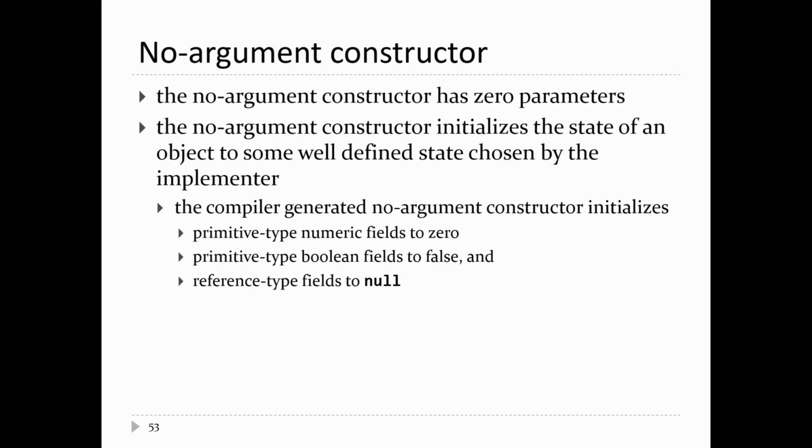Who chooses the state? It's whoever creates the class. If your class has no constructors, you get the no argument constructor for free, and it does the following. If you have a field that is primitive, it gets set to 0, or false if it's a Boolean field. If it's a reference type field, so if your class has a string inside of it, the field gets the value null, meaning no object. That's what the no argument constructor does for you.